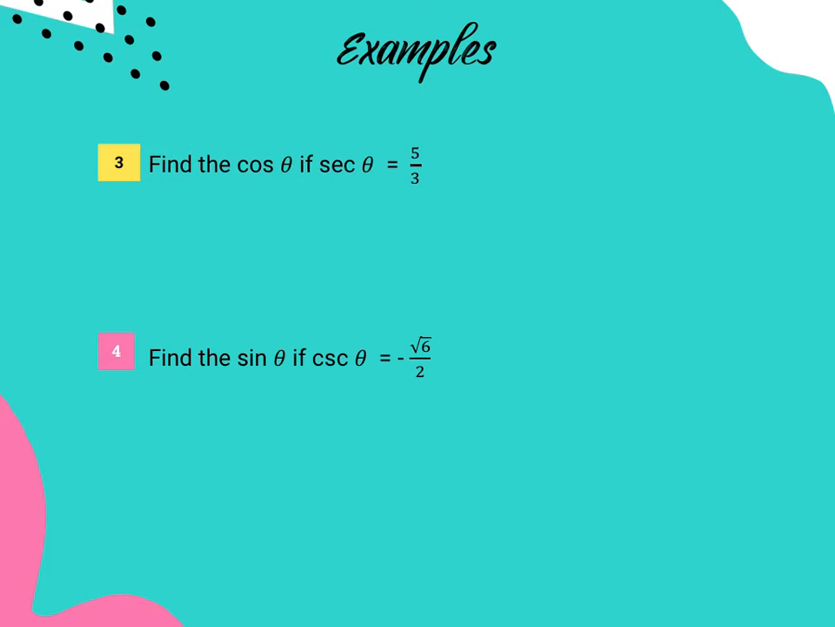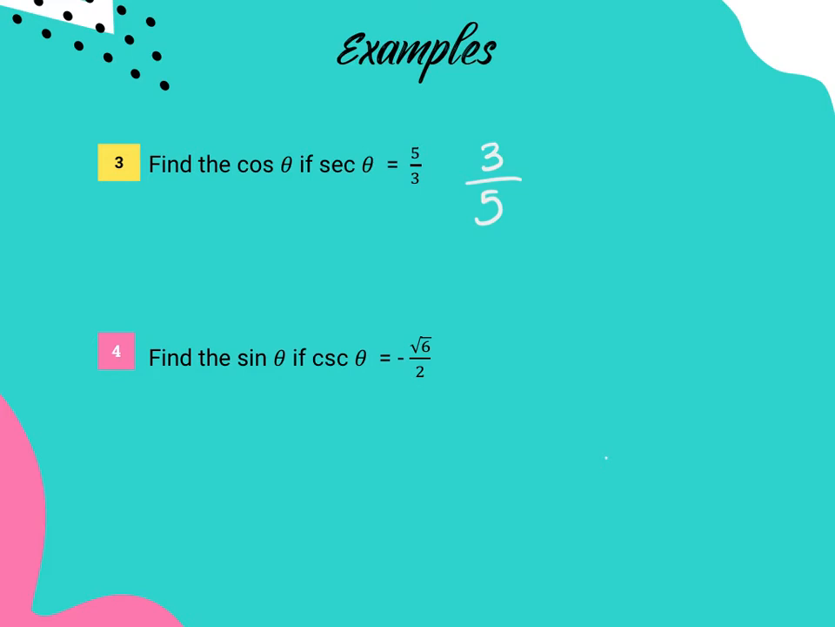All right, so this says, find the cosine of theta if the secant is 5 over 3. What's the relationship between cosine and secant? They're reciprocals. So if secant is 5 over 3, what's cosine? 3 over 5.